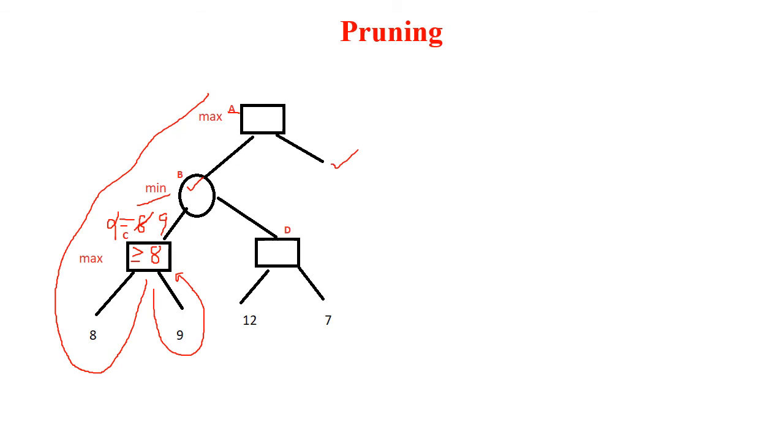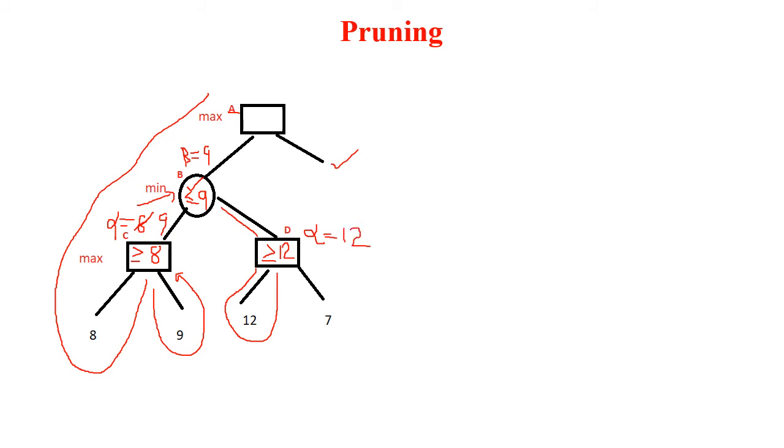That value 9 is given back to B. Since B is a min player, it expects a value less than or equal to 9. So up to here, the best value for this min player is 9. Now to make a decision, it has to traverse this path and from here the value 12 is returned back to D. Since D is a max player, D expects a value greater than or equal to 12. That is, alpha is equal to 12.